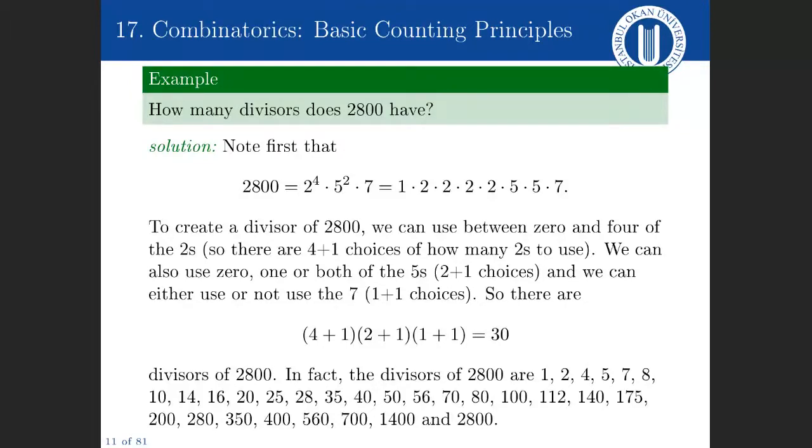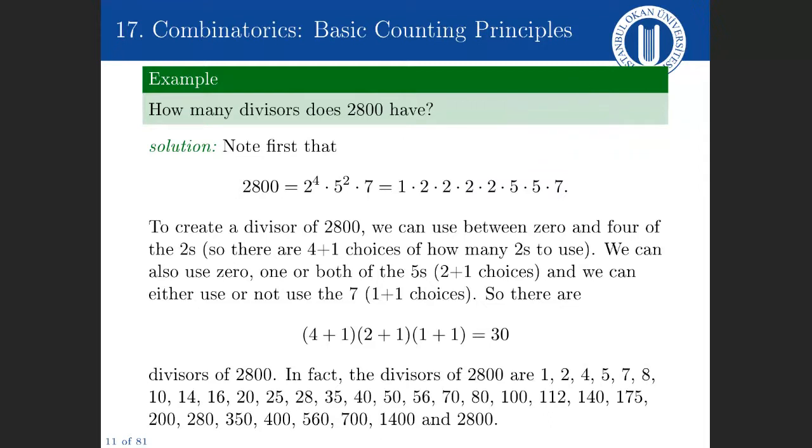How many divisors does 2,800 have? A divisor is a number which divides it. For example, 1,400 is a divisor of 2,800 because we could calculate 2,800 divided by 1,400 and we would get a whole number.